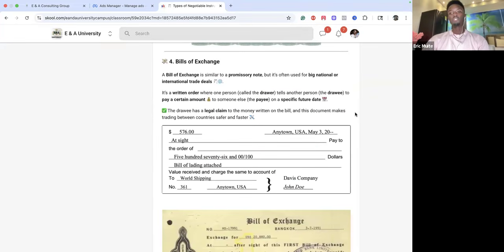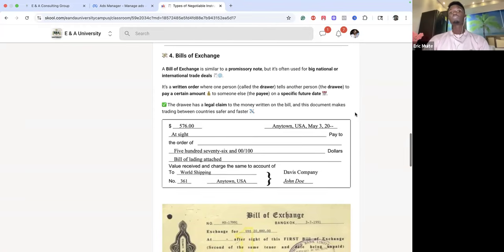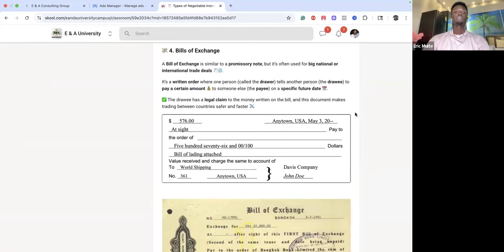Bills of exchange. Now, bills of exchange are mainly for large international trade. This is like we're talking about doing trade across different nations and countries. The bills of exchange are different, right? You're not going to use a negotiable instrument to offset a debt between you and somebody in China. Now, you'd use a bill of exchange.